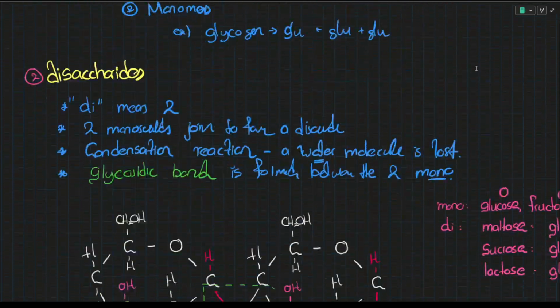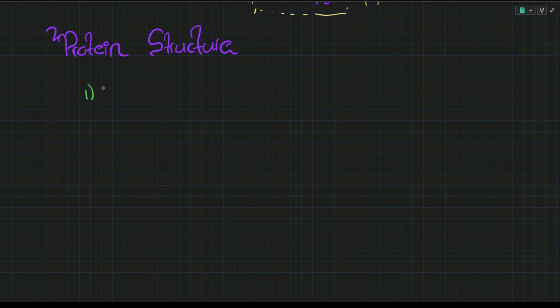Whilst discussing all the biomolecules, now let's talk about the structural arrangements of, according to me, the most important biomolecule. Let's talk about protein structure. Proteins have 4 specific structures. The first structure is a 1-degree structure, simply primary structure.